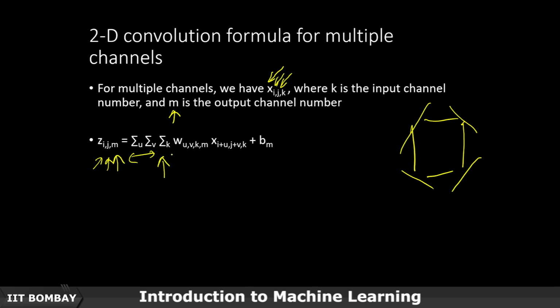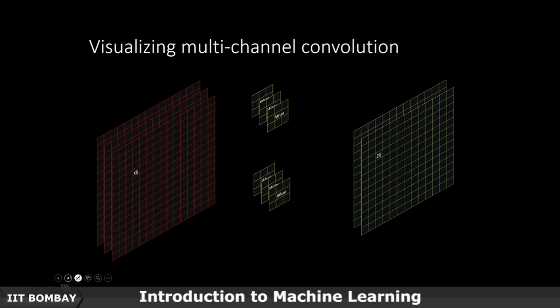And we will have, now your weight has 4 dimensions, or 4 different indices, u, v, k and m. And then the input that we had has 3 indices, just like we had here, i, j and k, but i we will offset by u and j we will offset by v. Okay. So to visualize this, what we get is something like what is shown here.